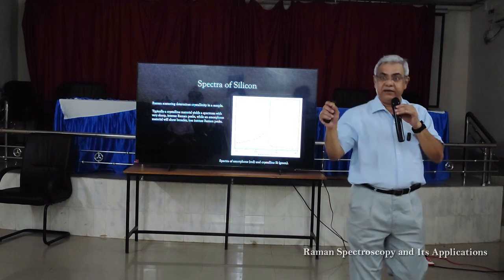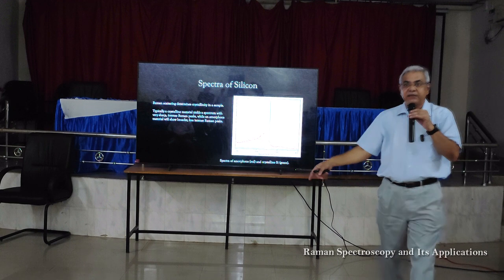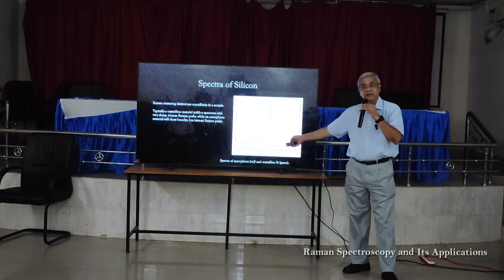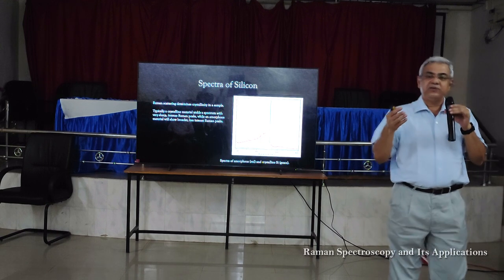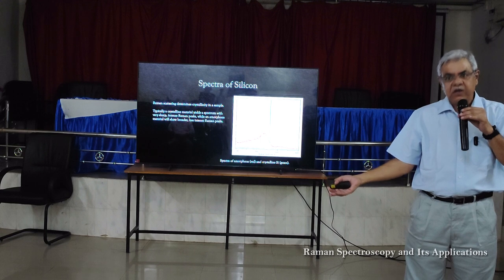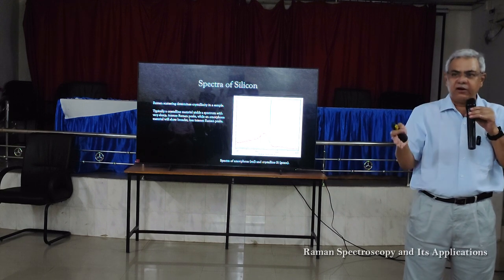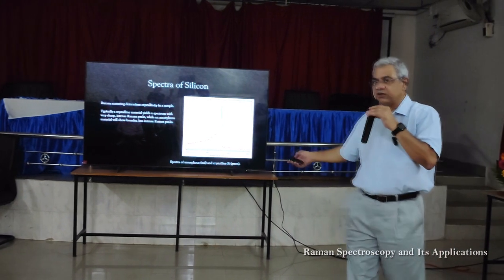If you have a peak, then you know that the material is crystalline. If the peak is not there, it is amorphous silicon. If somebody gives us the same material in crystalline form and amorphous form, we can tell which is crystalline and which is amorphous by using Raman spectroscopy.